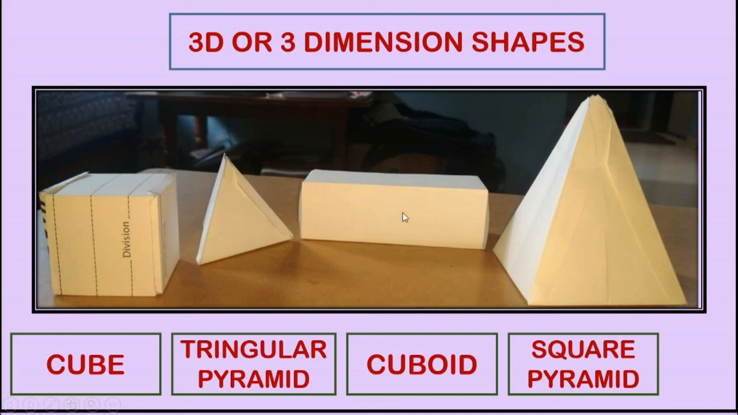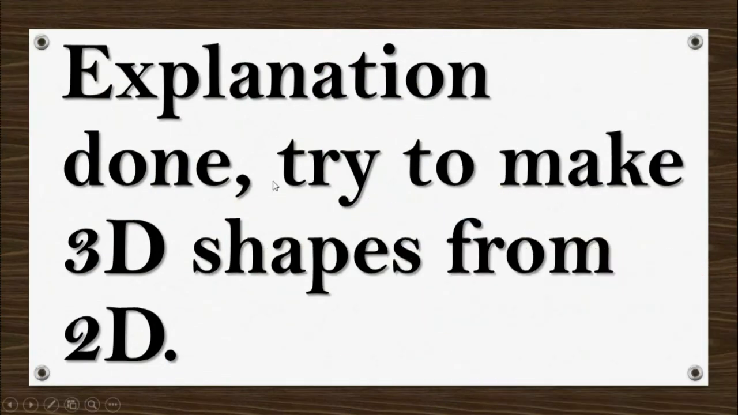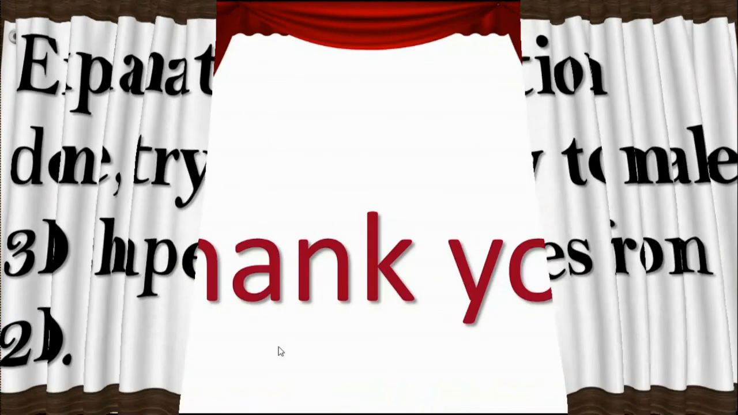This cuboid has been made from how many? 4 rectangles and 2 squares. The net had how many? 4 rectangles and 2 squares, stuck into what? Cuboid. And this is a square pyramid. The square pyramid had 4 triangles and 1 square base, stuck into a square pyramid. Explanation done. Try to make 3-dimension shapes from 2-dimension. Thank you.